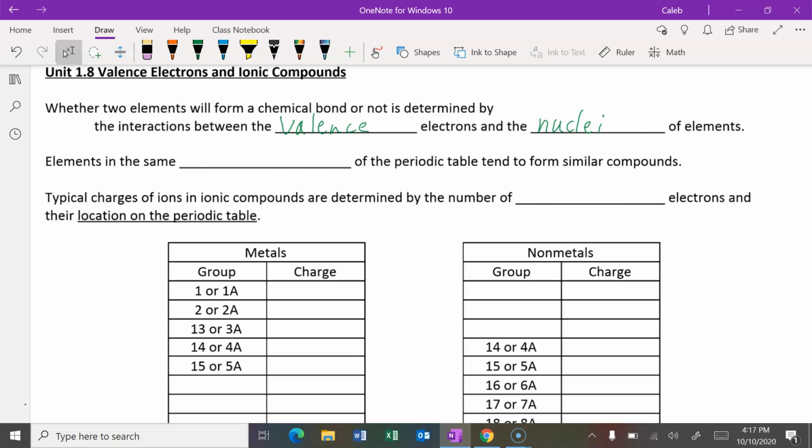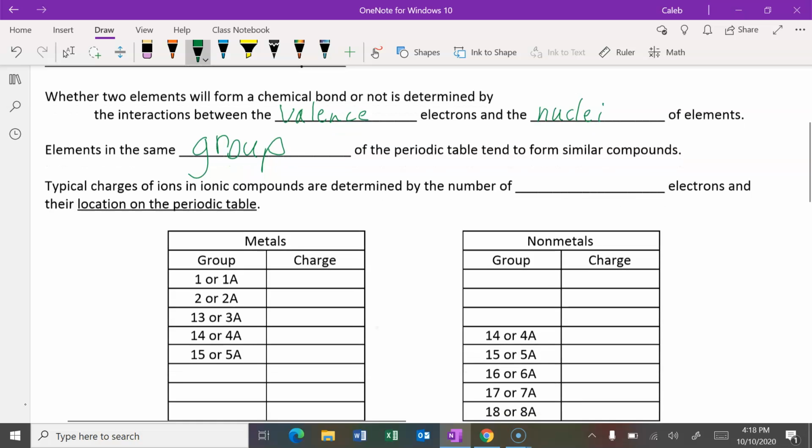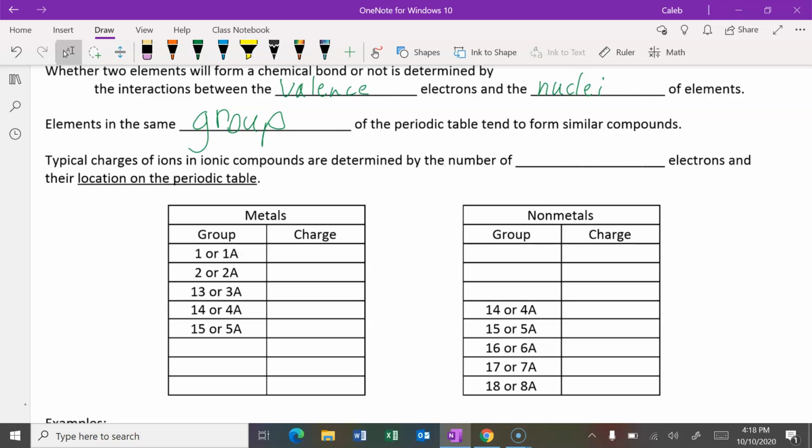Elements of the same group on the periodic table, remember a group is a column, they tend to form similar compounds. Typical charges of ions and ionic compounds are determined by the number of valence electrons and by their location on the periodic table, basically the same concept. So we've got these tables here, and the way that it looks might seem a little bit strange at first, but the whole purpose was to line up a couple columns here.